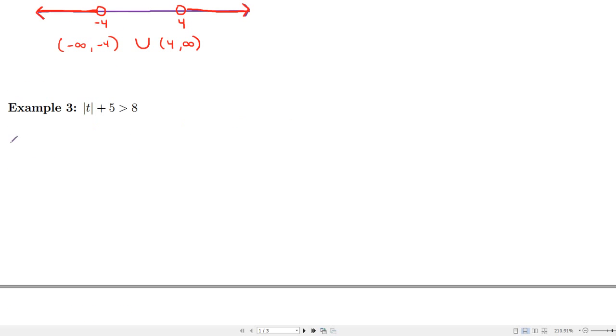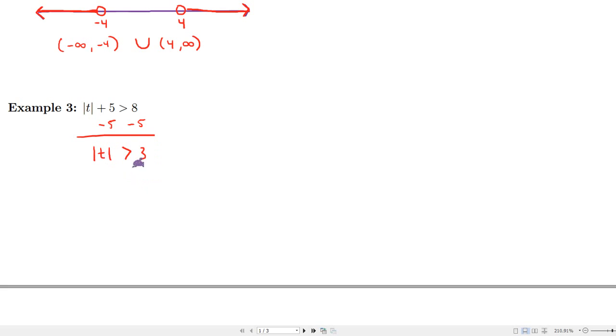solving some of these. Okay, so for example, let's say that you had something like this. Well, we have an absolute value involved here, so it's not just an ordinary inequality. So we're going to have to do a little bit of work, but we want to isolate that, just like we did before in the previous section. So subtract 5. So then we'll have absolute value of t on the left, this will cancel. Absolute value of t is greater than 8 minus 5 is 3.